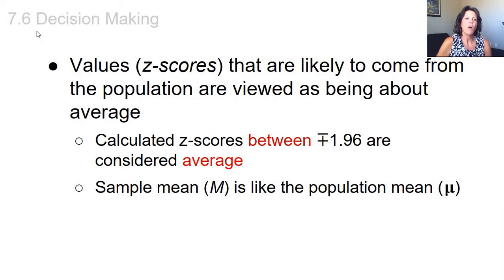So z-scores that are likely to come from the population are viewed as being average. So what do we mean by this? These are all the calculated z-scores that are between that meaty middle area, between negative 1.96 and positive 1.96. We call these average. And if a score falls within this large meaty middle area, we say that our sample mean is actually the population mean. It's just a little bit different because of sampling error, but it is indeed the same as the population mean.